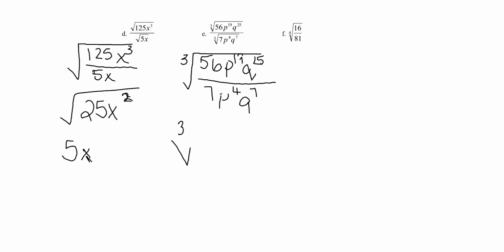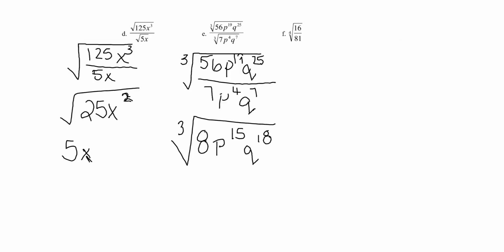And when I go to simplify that, 7 into 56 goes 8 times. P to the 19th divided by p to the 4th, again, subtract those exponents, you get p to the 15th power. Q to the 25th divided by q to the 7th, so you subtract and you get q to the 18th power.